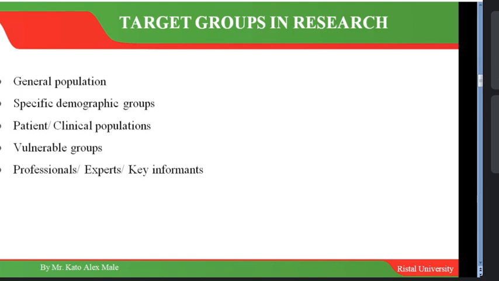We can also do research on professionals, experts, or key informants, whereby this population has a lot of information on something, and I do a study considering those as my participants, and I collect information from them regarding my problem of interest. That's what we mean by targeted groups in research. Those who have just come in, we are discussing data collection in research. That's what we are discussing.